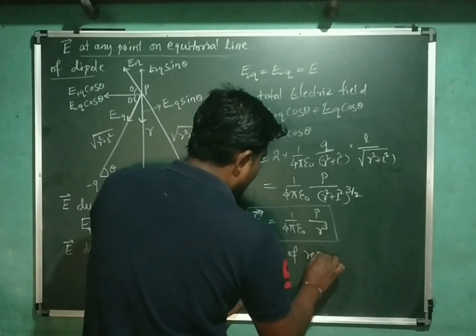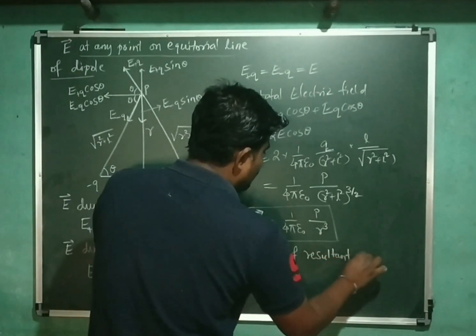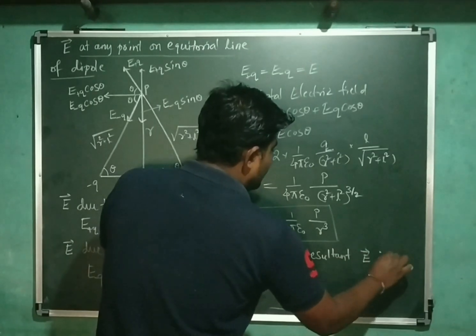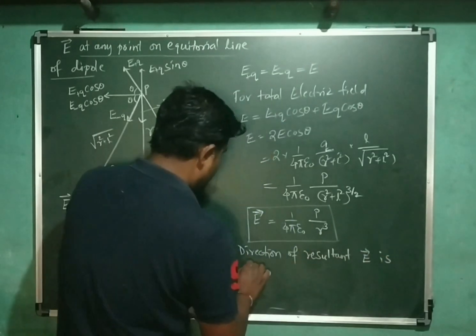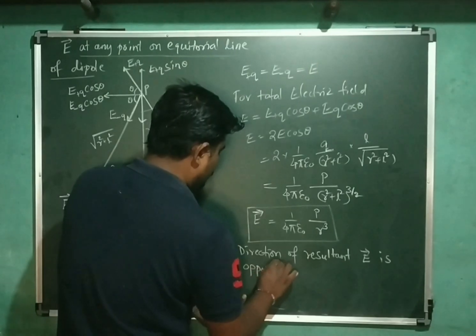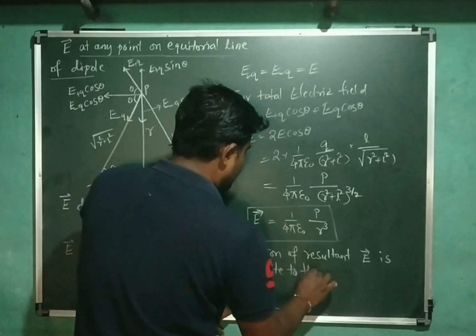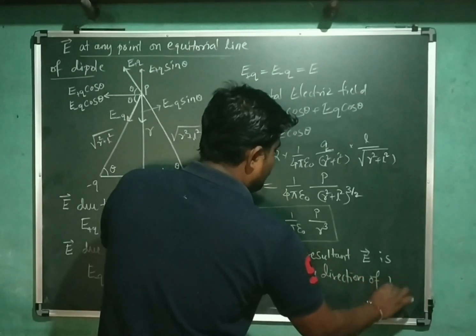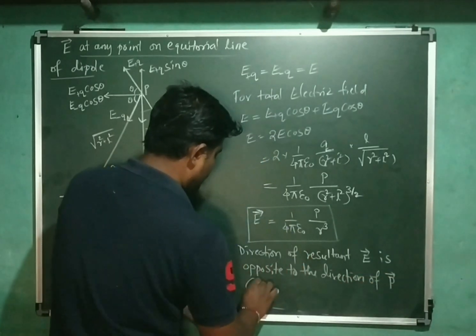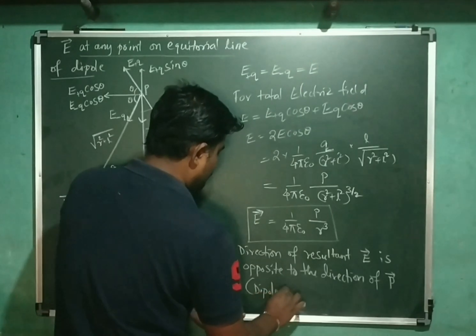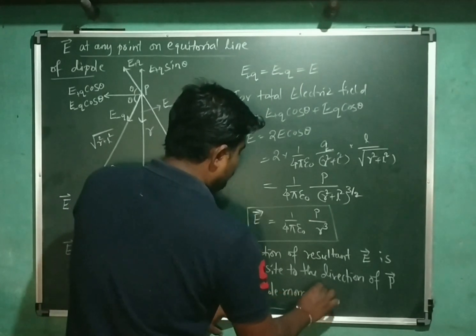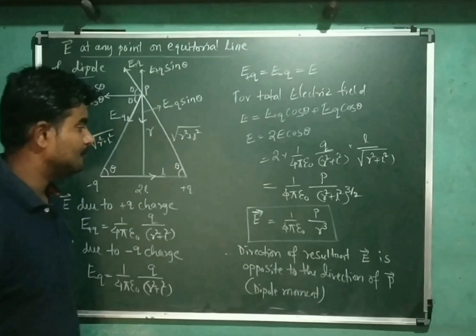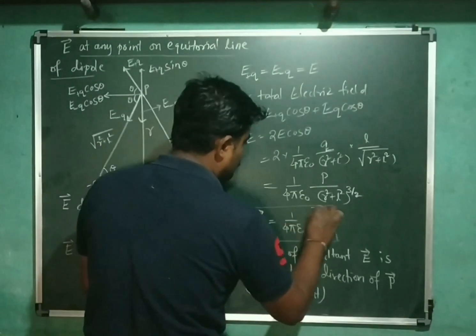resultant electric field intensity is opposite to the direction of P. What is P? It is the dipole moment. So this is the electric field.